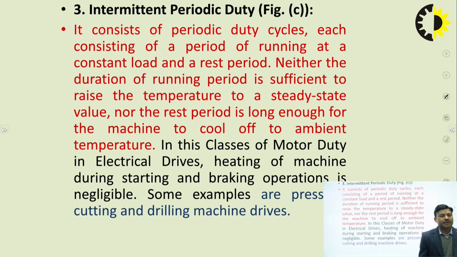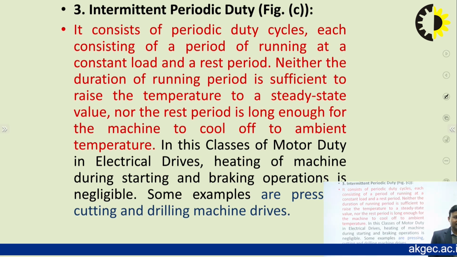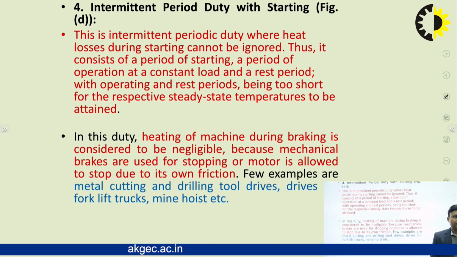Intermittent periodic duty consists of periodic duty cycles, each consisting of a period of running at a constant load and a rest period. Neither is the duration of the running period sufficient to raise the temperature to a steady state value, nor is the rest period long enough for the machine to cool down to ambient temperature. In this class of motor duty, heating of the machine during starting and braking operations is negligible. Some examples are pressing, cutting, and drilling machine drives.